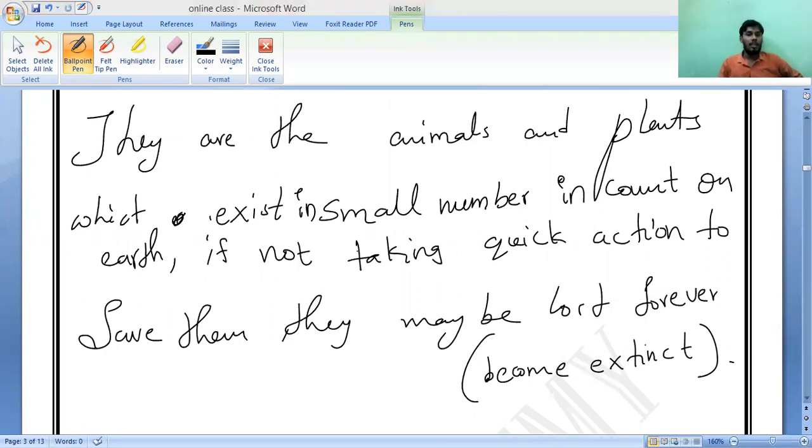Low level that they might face extinction soon. That is called as what we should call endangered animals. So many animals I have already taught you. For example, if you take the great Indian rhinoceros.